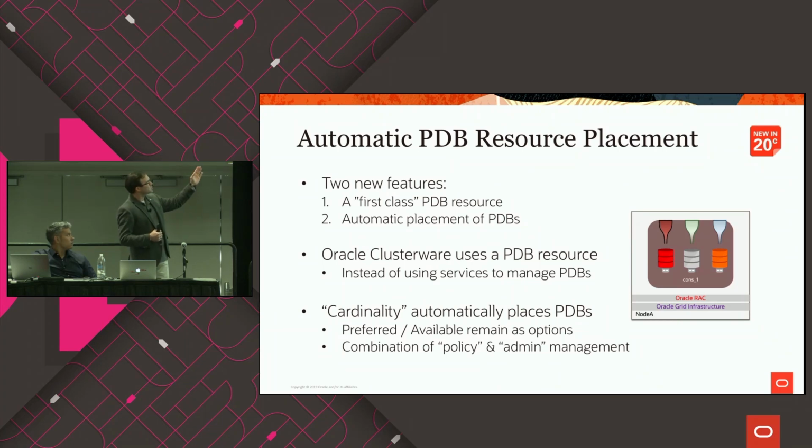One is a first-class PDB resource, and the second feature resulting from the first one is an automatic placement of PDBs. Let me first explain the first-class PDB resource. As some of you may know, in current versions, the placement of PDBs is indirect. Indirect by means of you need to create and use a database service to put the PDB, meaning to define where the PDB is open, in which instances it is opened.